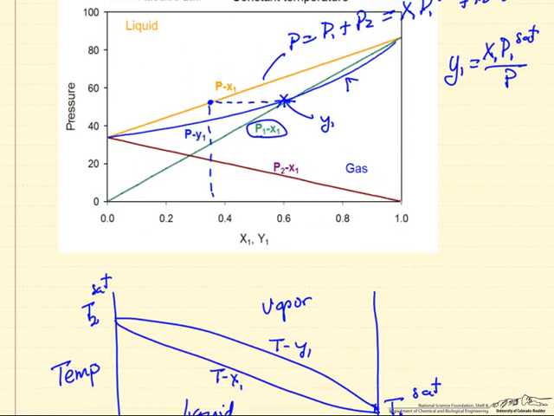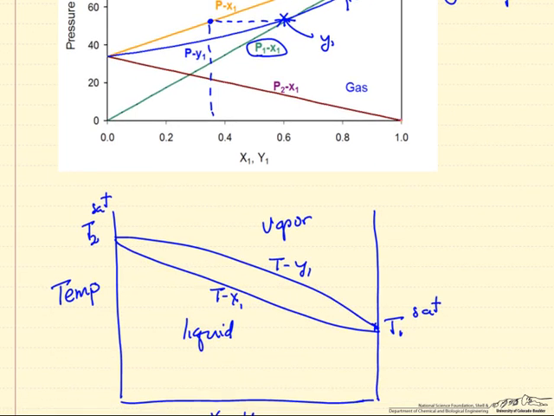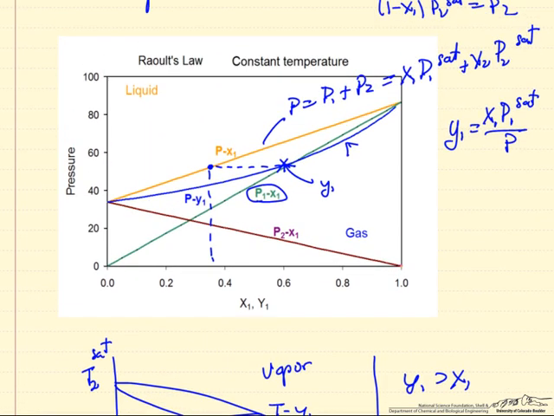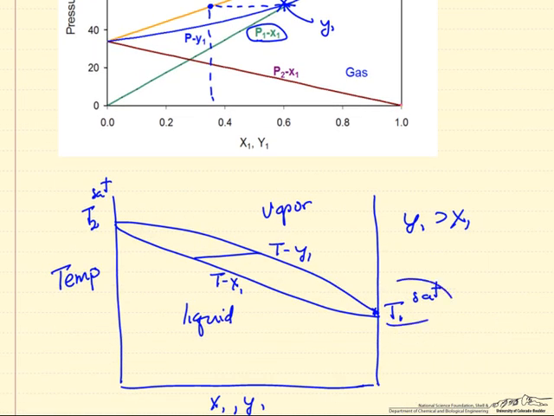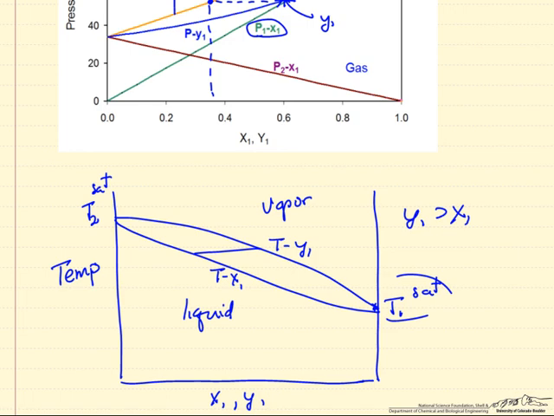The first thing to notice is that where the slope is positive for P versus x1, these T versus x and y curves have negative slopes. y1 is greater than x1 in this diagram, just like y1 is greater than x1 in this diagram. Component 1 has a higher saturation pressure, therefore it has a lower saturation temperature. Whereas in the pressure diagram there is a straight line for Raoult's Law, neither one of these is a straight line.